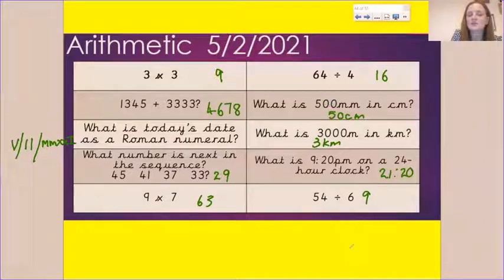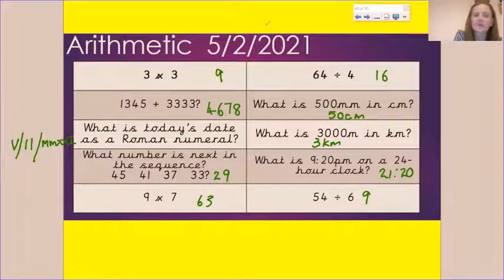What is, sorry, 500 millimeters in centimeters? It is 50 centimeters. There are 10 millimeters in 1 centimeter. So in 50 centimeters, we have 500 millimeters. We have discussed the meters and kilometers, about there being 1,000 meters in a kilometer. So 3,000 meters will have 3 kilometers. What is 20 past 9 p.m. on a 24-hour clock? The answer is 21:20, and then 54 divided by 6 is 9.